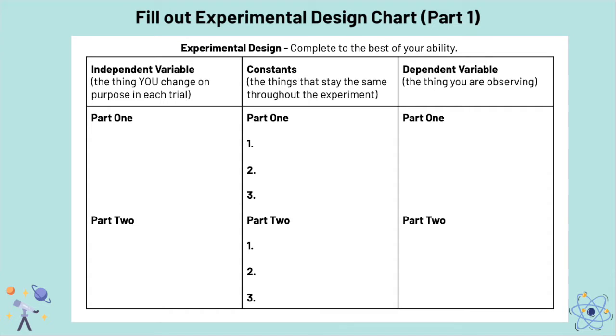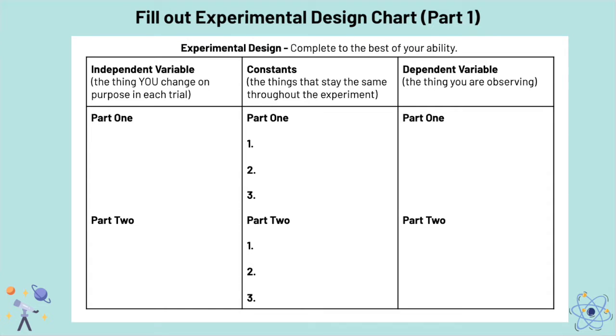This chart is the experimental design chart, and it explains the independent variable, dependent variable, and the constants of the experiment. Variables are things that change in the experiment, and independent variables are changed on purpose, while dependent variables are changed as a result of the experiment. We are only going to be filling out part 1 of the chart right now, so keep part 2 blank for now. So, independent variables are changed by the experimenter in order to test the effect of a specific factor on the outcome of the experiment.